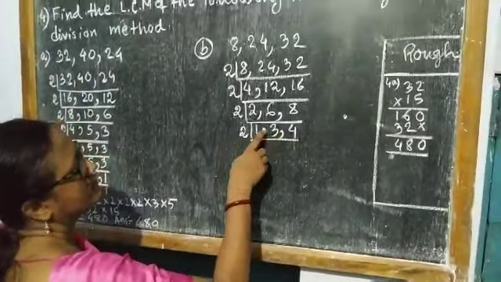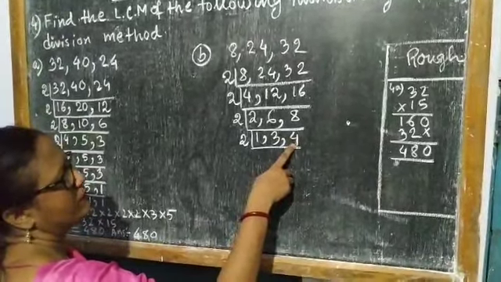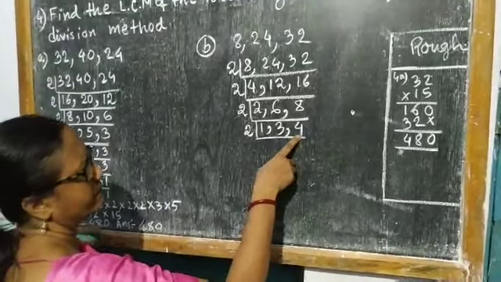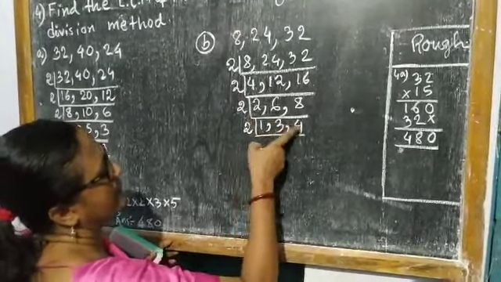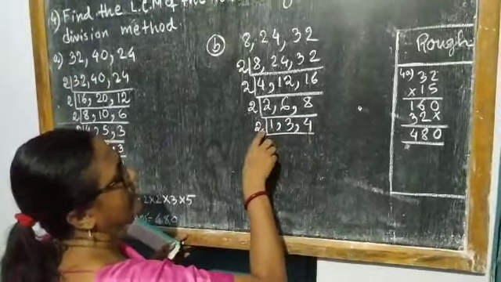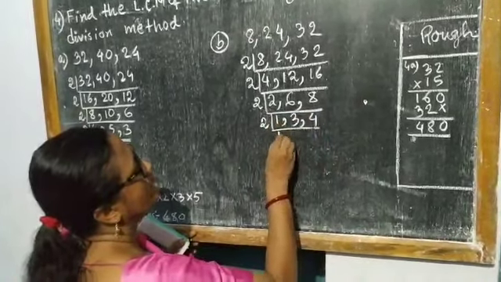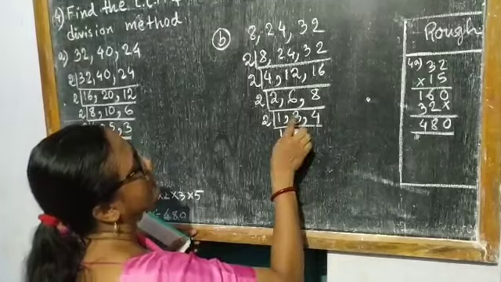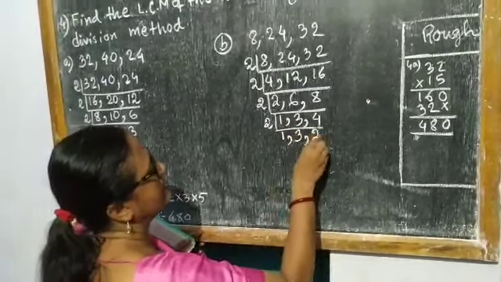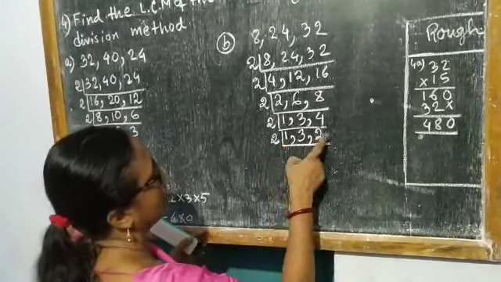One thing I want to repeat, children: you have to see that at least one number should be divisible by the number of the divisor column. That means as 4 is divisible by 2, I am again dividing this row by 2. So 1; 3 is not divisible by 2, so copy it down without dividing; 4 is divisible by 2, write 2. Again divide the numbers of this row by 2.